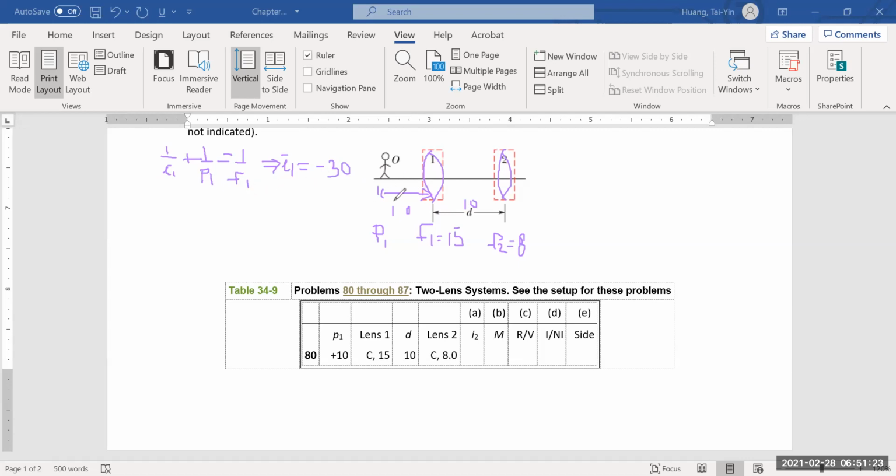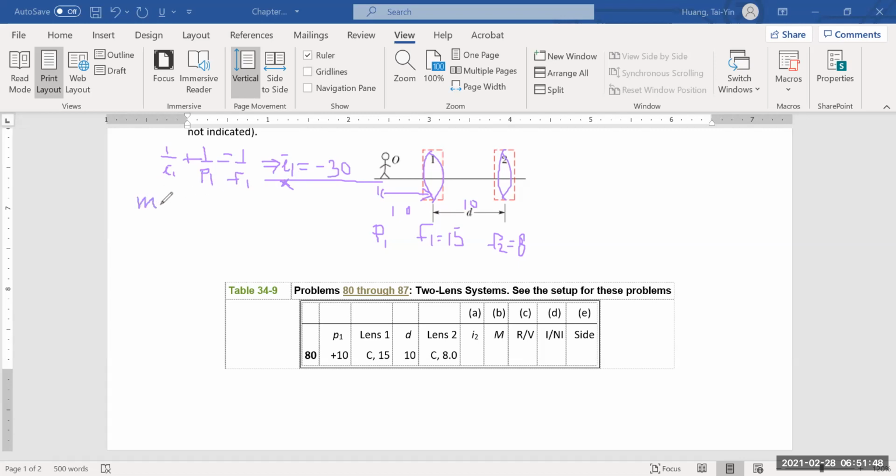So this is 10. If this is 10, then let me draw the line here. So this will be where the I1 is formed, on the same side, and also it is virtual. And in order to decide the orientation, you will use this.